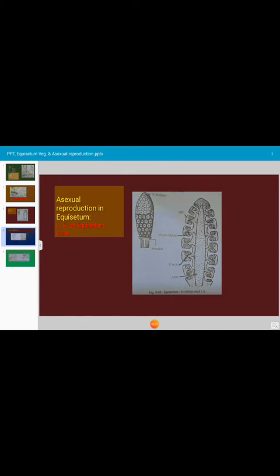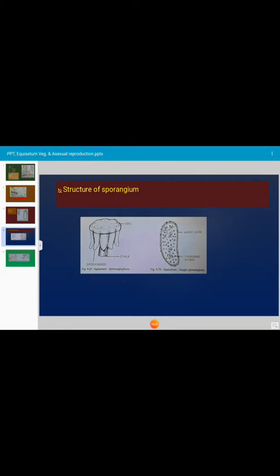Let us see the structure of the sporangium. The photograph shown here is the structure of sporangium, and to the left side the sporangiophore is shown. The mature sporangium is an oblong sac-like structure with rounded apex. Sporangia are formed on the under surface of the peltate disc of the sporangiophore. The number of sporangia per sporangiophore ranges from 5 to 10, and in some species as many as 20 are found.